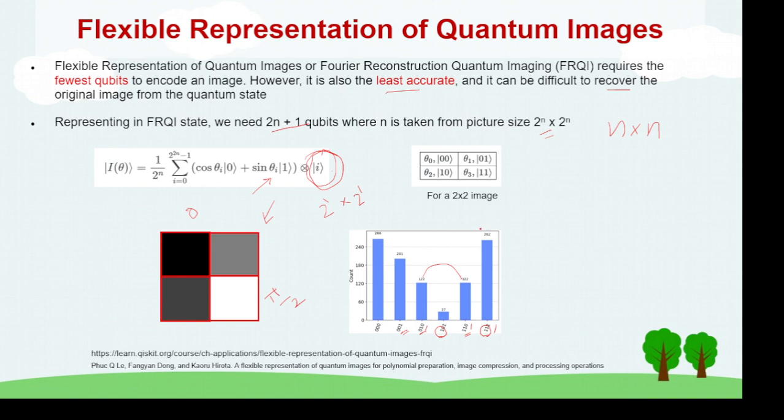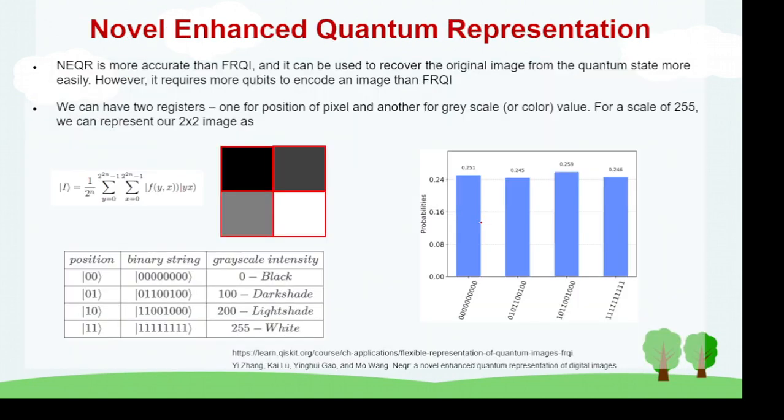Alright, so we'll go to the next one, the novel enhanced quantum representation. This is more accurate than the previous one, FRQI, and it can be used to recover the original image from the quantum state more easily. However, it requires more qubits, so this is important. So how is it going to be encoded? We'll have 2 registers, one for the positioning or indexing, like what we had in the previous method.